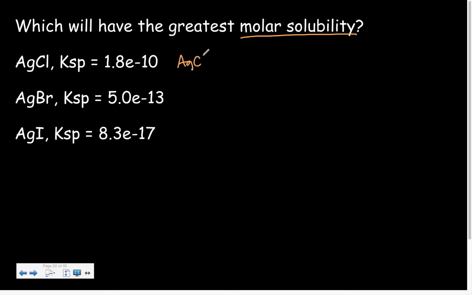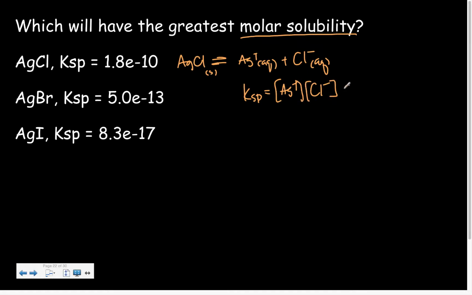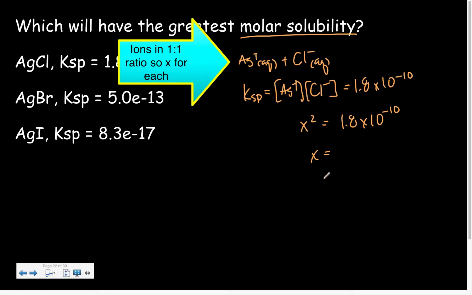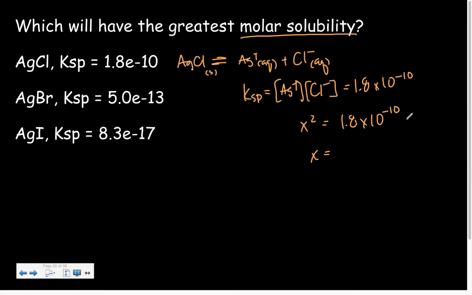So, for example, if we're talking about AgCl solid forming its respective ions, this is my equation. That means my Ksp looks like [Ag+][Cl-], and I know that this equals 1.8 times 10 to the negative 10. Which means that if I were solving this equation, this would basically say x squared is equal to 1.8 times 10 to the negative 10. And then we would solve for x, by doing what? Taking the square root of everything on both sides.